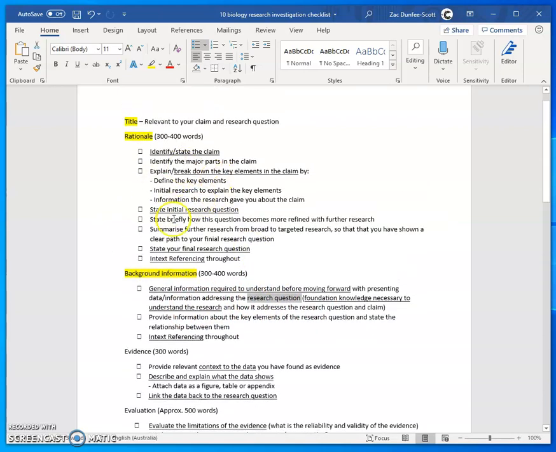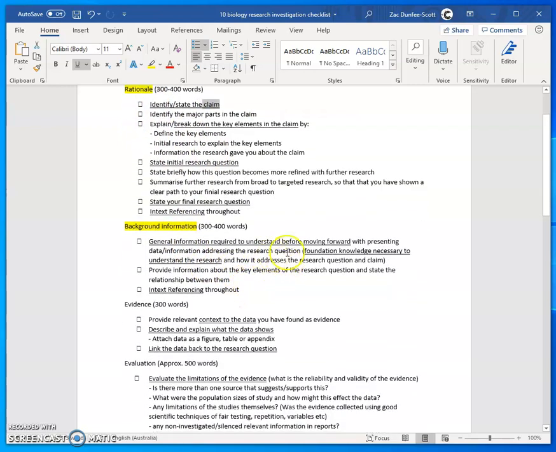In the rationale, you kind of broke down the key information of your claim, the very broad thing, like human evolution, genetic modified organisms, the very broad concept. In your background information, you're breaking down and providing all the key information needed to know about the research question, the foundation knowledge of each of the key aspects within the research question, whatever you're looking at refined. And that's your background information.